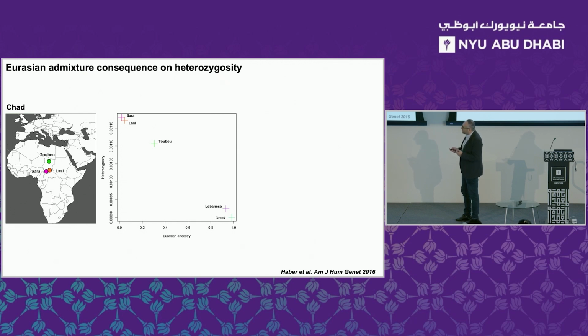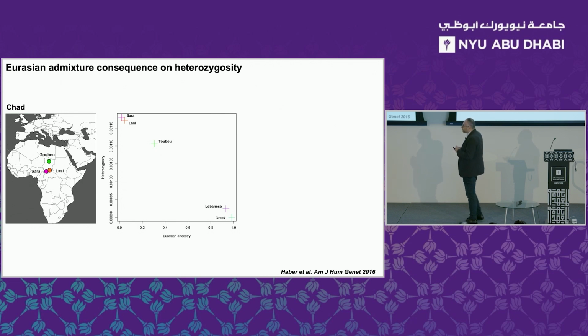And we're measuring here heterozygosity. Heterozygosity for us is a measure of genetic diversity. Probably you all know what heterozygosity is. It's a specific part of the genome where the maternal and paternal allele are different. So more differences means a more diverse population. So you can see here sub-Saharan populations, Sara and Lal, are much more diverse than Eurasian populations like Lebanese and Greek.